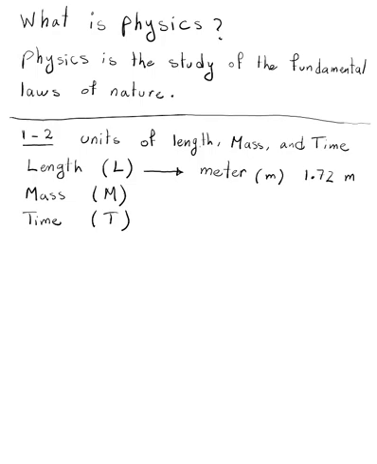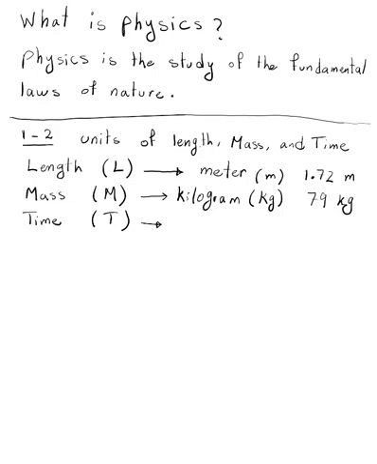The unit of mass is the kilogram. Let's write it here, kilogram, and we show it by kg. For example, I am 79 kilograms. I know I need to lose some weight. And then the unit of time is the second.